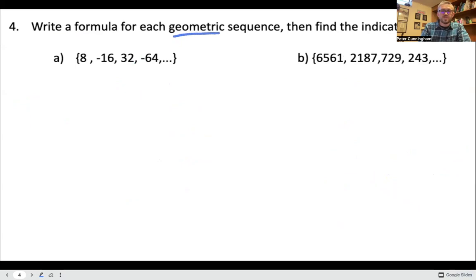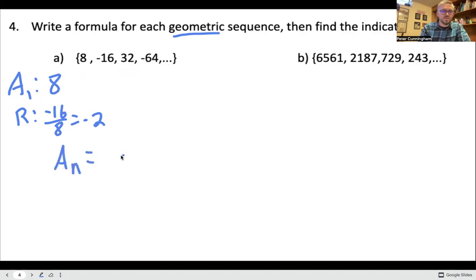Okay, now it's geometric, so I know I'm going to have to, yes, find the first term, but now I have to find a common ratio. I find that ratio by doing, in this case, negative 16 divided by 8 gives me negative 2. My first term is 8, so I need to take that first term for the formula and have it out in front. That gets multiplied by my ratio, which is negative 2. And I need to go to the power of that term minus 1.